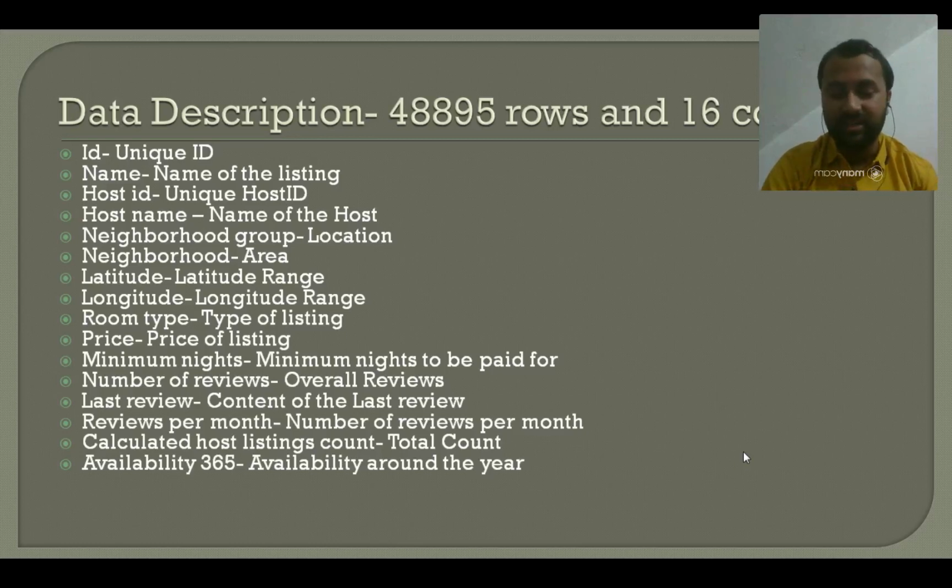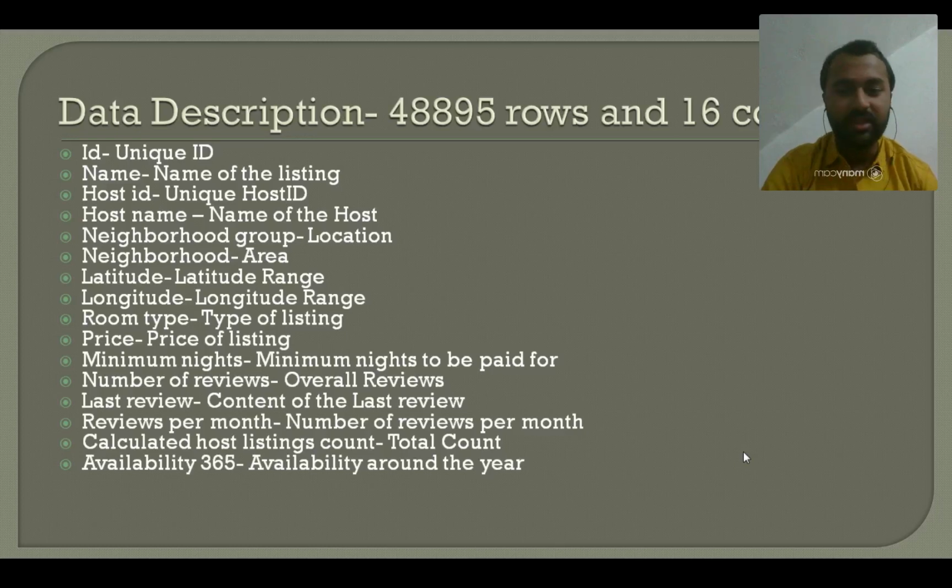Next, talking about the data description. Here is the exact number of rows and columns. Around 48,895 rows were there and 16 columns. Here are the names of all 16 columns. The first one was ID, the unique ID of that place, then the name of the place. Next, host ID, who is the owner, and host name, the owner's name. Next, neighborhood group, the location of that place, neighborhood column, the area of that place, latitude and longitude. Latitude and longitude are numeric values, you know.